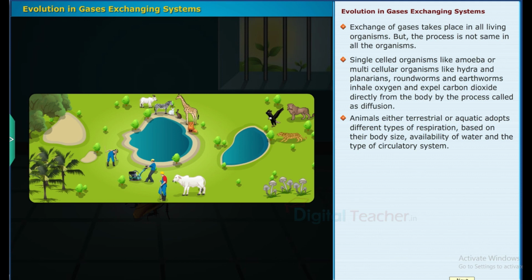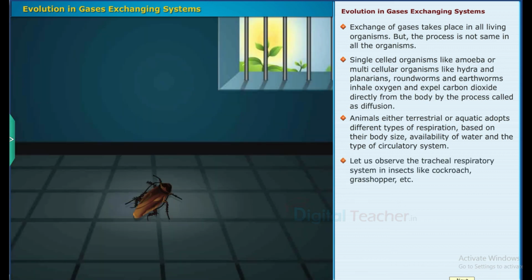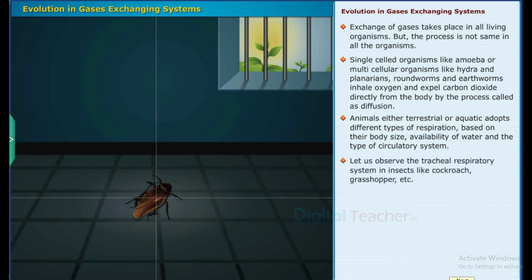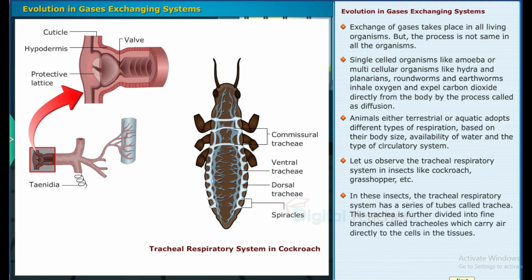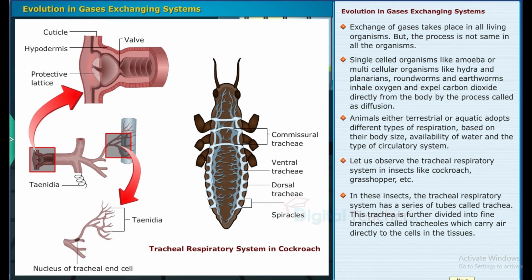Animals, either terrestrial or aquatic, adopt different types of respiration based on their body size, availability of water and the type of circulatory system. Let us observe the tracheal respiratory system in insects like cockroach, grasshopper, etc. In these insects, the tracheal respiratory system has a series of tubes called trachea. This trachea is further divided into fine branches called tracheoles, which carry air directly to the cells in the tissues.